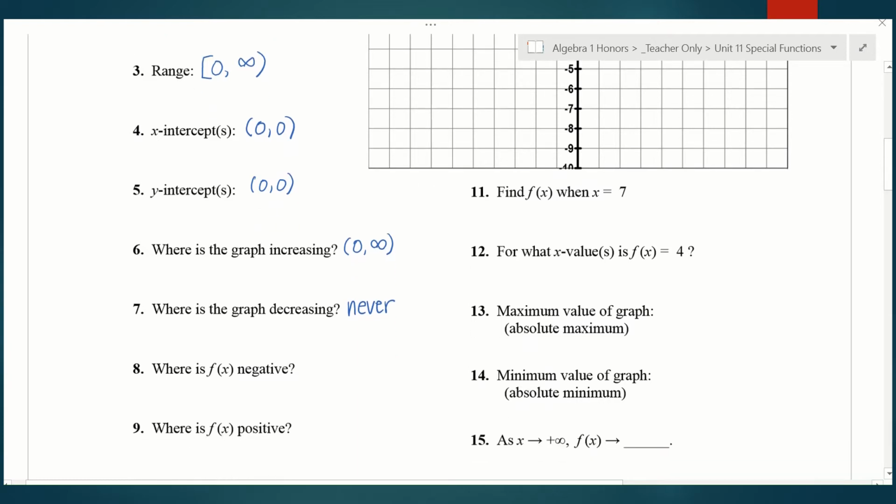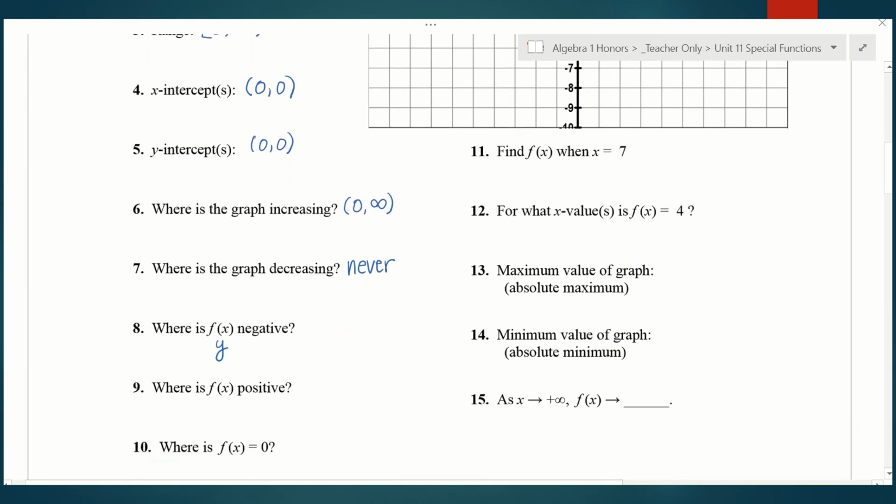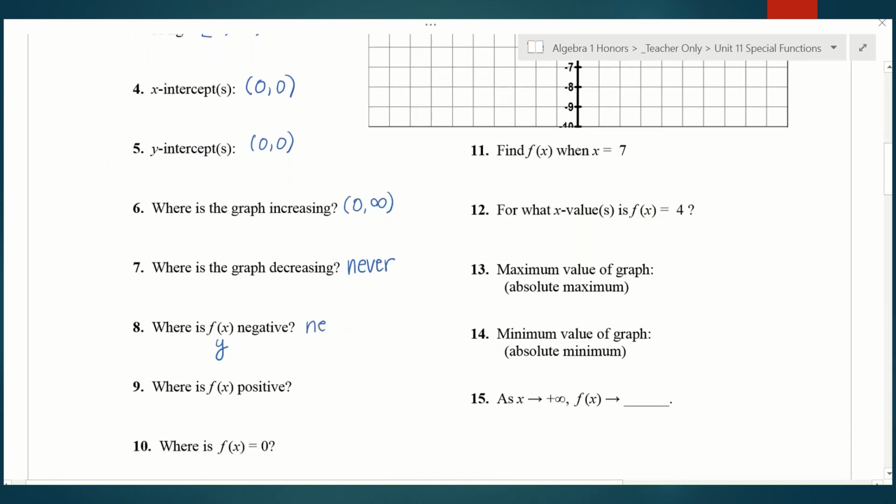Where is f of x negative? This means where is y negative, because remember, f of x is really y. Am I ever going to get a y coordinate on this graph that's negative? No, that's never going to happen. My square root is always going to be positive, so I'm going to say never. And where is f of x positive, or where is y positive? Basically anything that's plotted, so we would say between 0 and infinity.